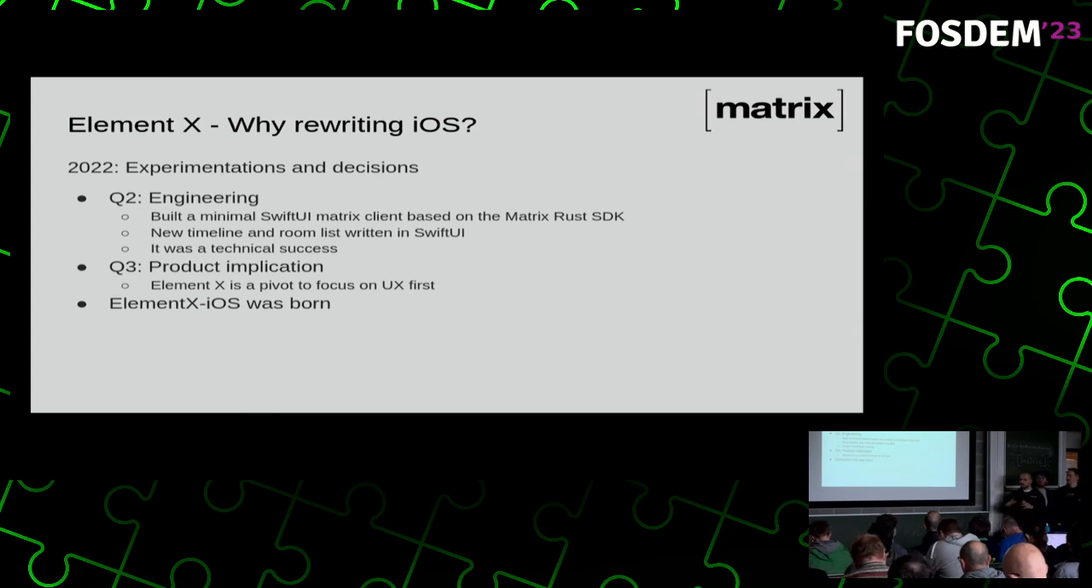We decided to pretty much build a minimal client using the matrix-rust-sdk and the state-of-the-art frameworks provided by Apple, like SwiftUI, but not only that, also async await and things like that. So yeah, we were actually able to build this new minimal client that had a room list, timeline, and it was, needless to say, a technical success. It was super fast and amazing.